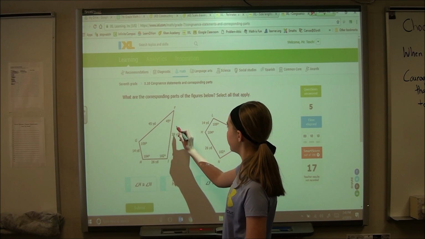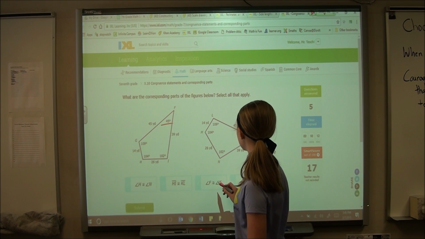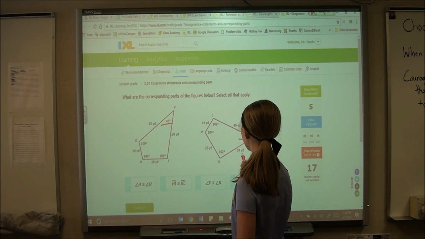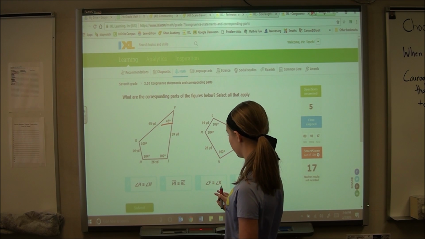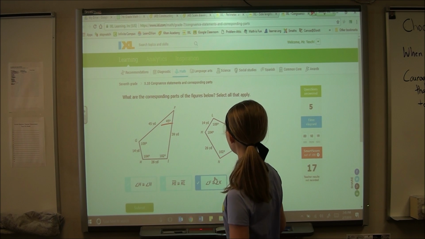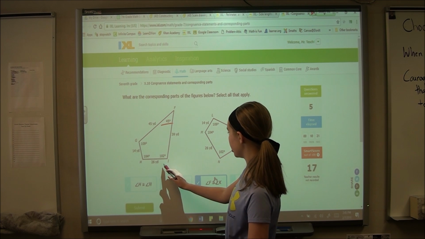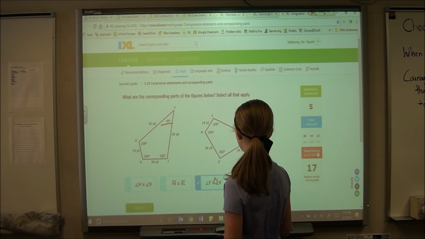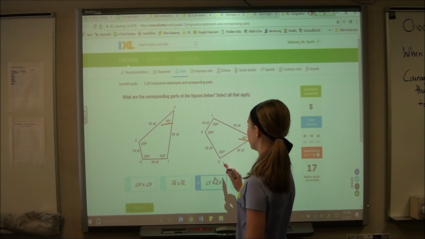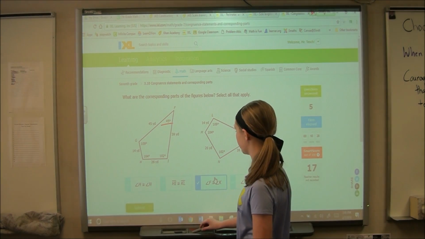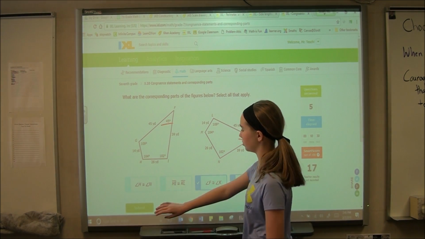The angle F, which is 45 degrees, equal to the angle K, so those are the same, so that would be true. Then the angle I, which is 102 degrees, equal to the angle N, which is 102, so that's also true. It's just those two.